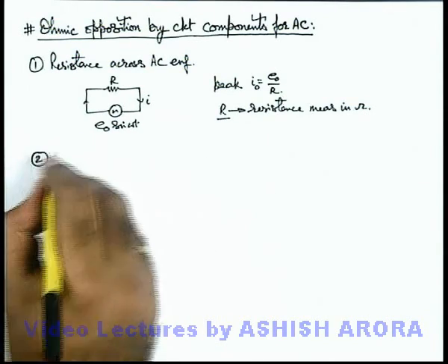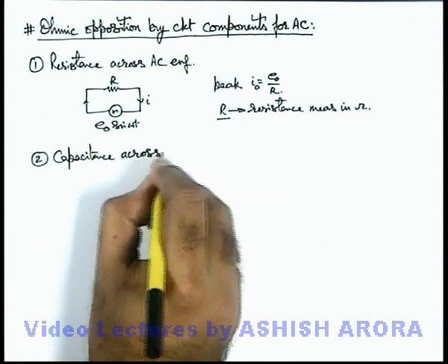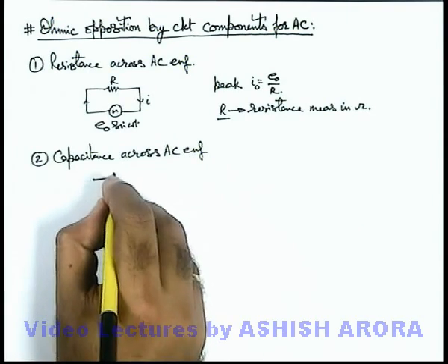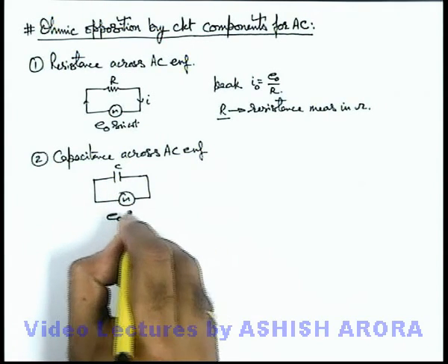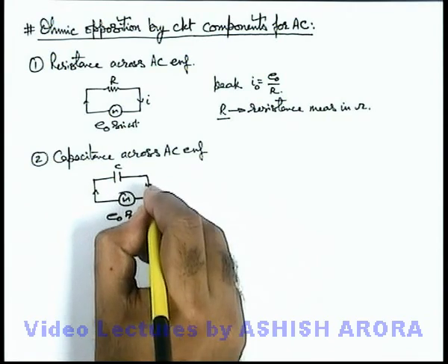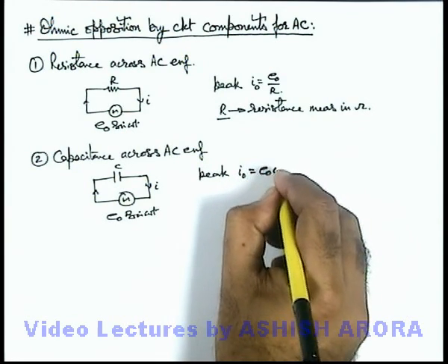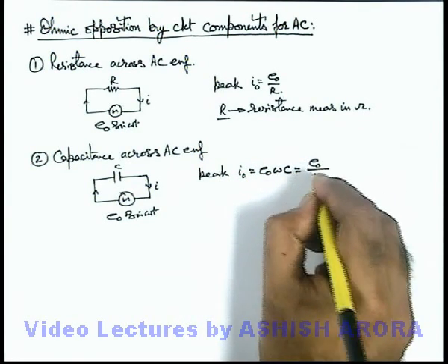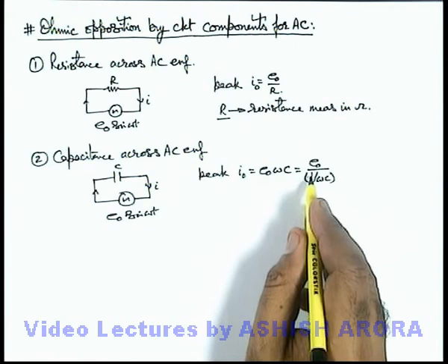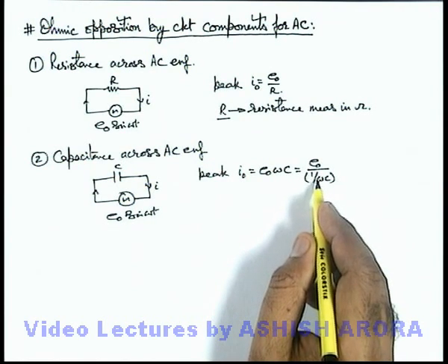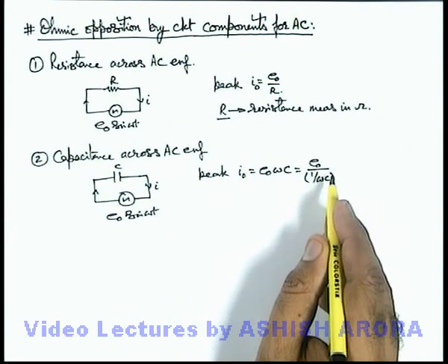But if we consider the second case, in which we have discussed capacitance across an AC EMF, we have seen that when a capacitor C is connected across an AC EMF, which is again E0 sin omega t, the current which flows through the circuit has a peak value I0 = E0 omega C, or the same we can write as E0 by 1 by omega C, which we have seen in the previous cases also. And here we can see this 1 by omega C is a factor which has a unit of ohms. Then only EMF divided by this value will give us the peak value of the current.